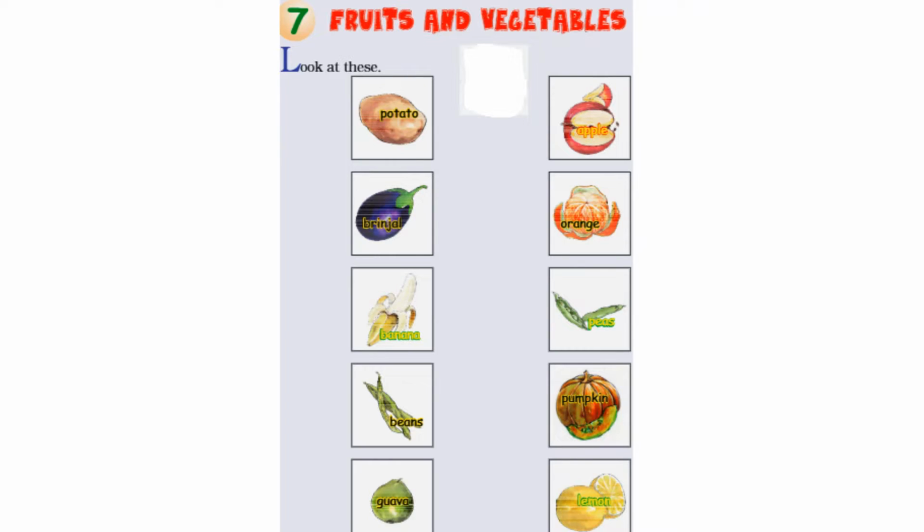Pumpkin का मतलब है कद्दू. Guava का मतलब है अमरूद. And lemon means नींबू.